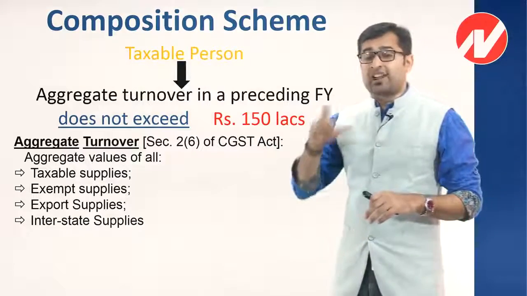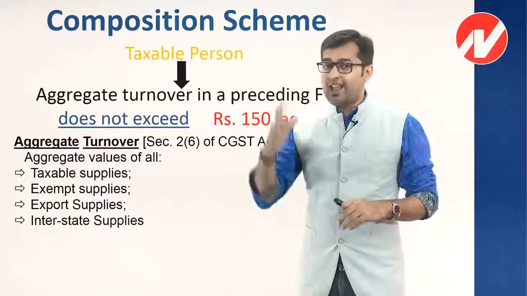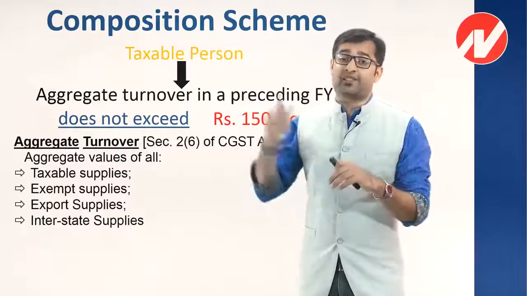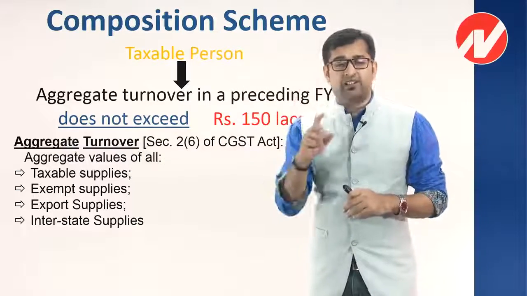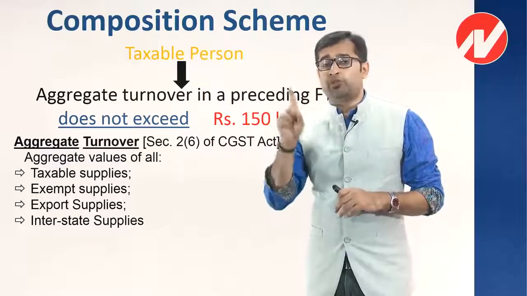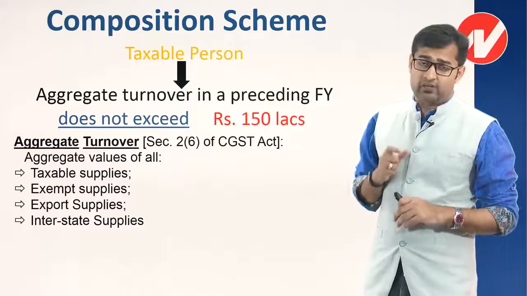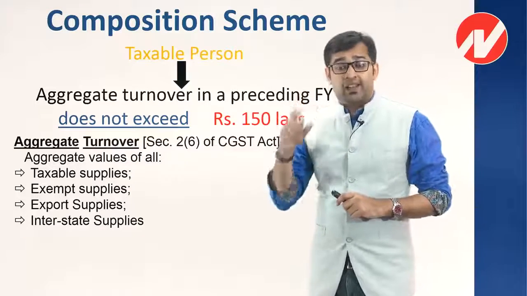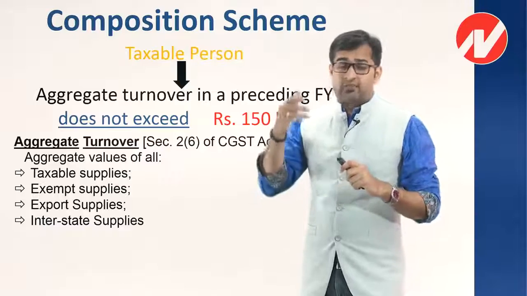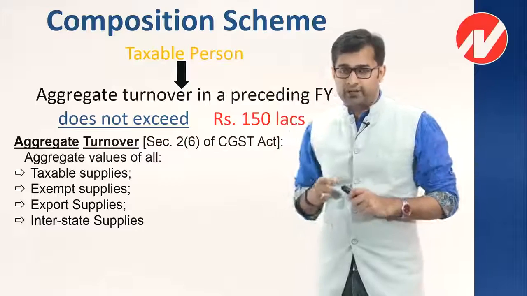So basically, to decide eligibility of the composition scheme, we consider aggregate turnover, and that aggregate turnover talks about taxable as well as exempt turnover both. And that will decide whether you are eligible for the composition scheme or not. Let us move further in this particular concern, friends. When I use the word aggregate turnover, it says taxable, exempt, export, interstate. But there is something further to be interpreted over here.